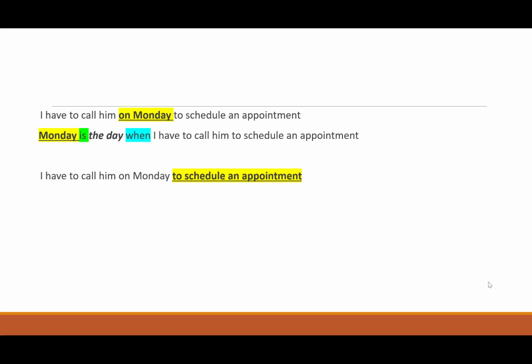Next, I have to call him on Monday to schedule an appointment. Now, we would like to stress the phrase to schedule an appointment. According to the pattern, we put the one which we would like to stress first as the subject. Then the verb is be, check the tense. This is present simple, that's why we use is. Then, because to schedule an appointment is a reason, we put the noun into the reason. For the relative pronoun, we use why. Then you copy the sentence. The result becomes, to schedule an appointment is the reason why I have to call him on Monday.